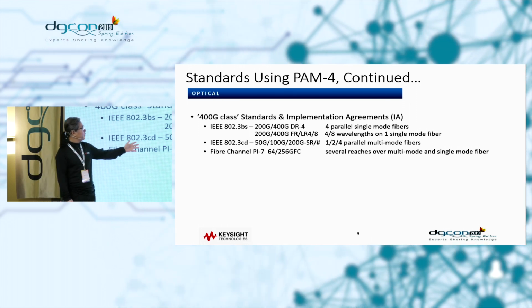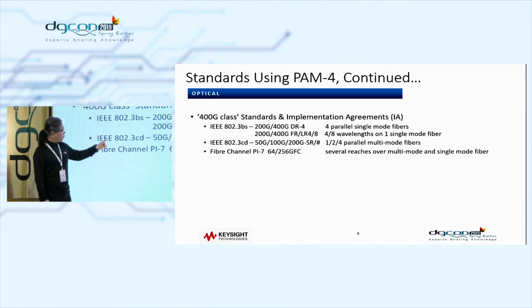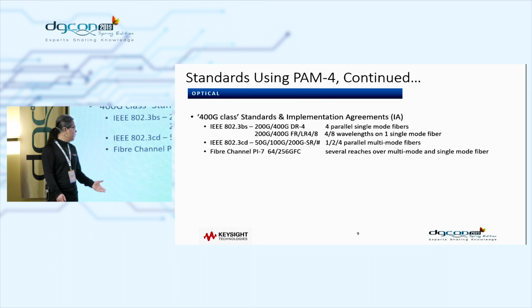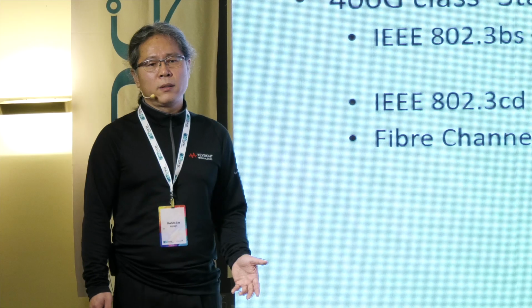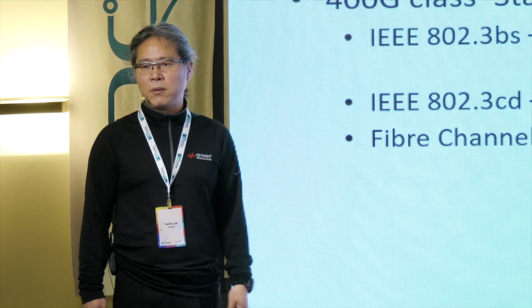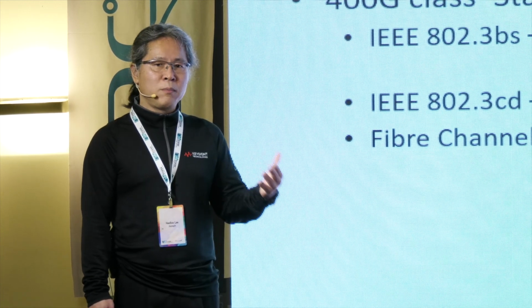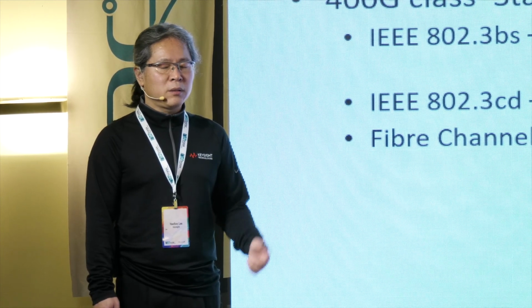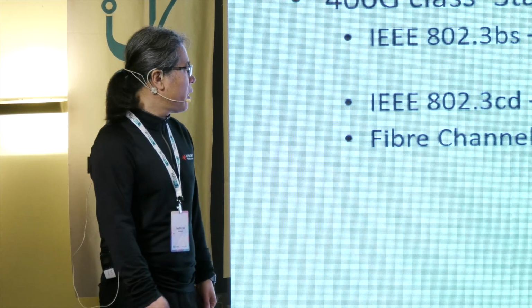cd define the 200 and 400 gig. They are also basically using PAM4. So the point is PAM4 is everywhere, especially looking into the Ethernet application. PAM4 is the dominant signaling type for Ethernet applications.